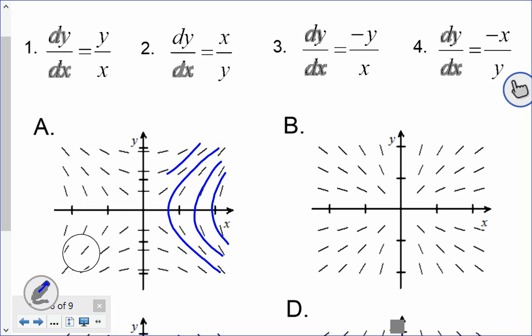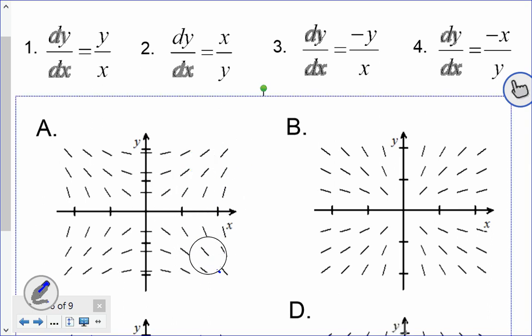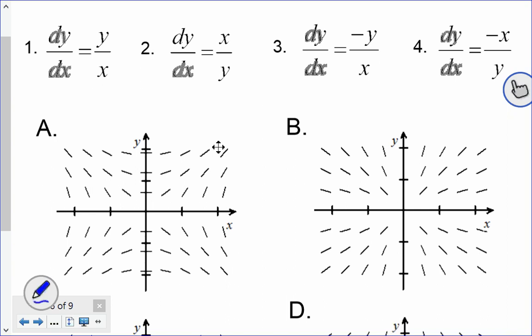So what we're going to look at now is I'm just trying to match up this dy/dx. So I very often look at things like this. I notice that right here, along where it's (1,1), (2,2), (3,3), (4,4), it appears that we have a slope of 1. Looking at the four different things we have: y over x, x over y, negative y over x, negative x over y. Well, if when you're at (1,1), (2,2), (3,3), and so on, you have a slope of 1, then it's got to be x over y or y over x. So it's either number 1 or number 2 that fits this.